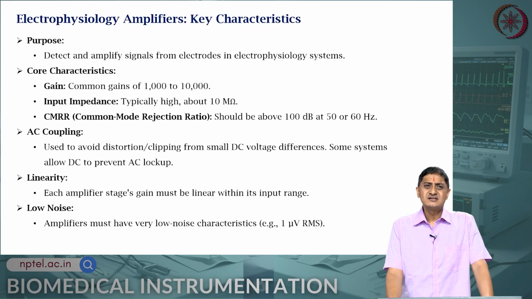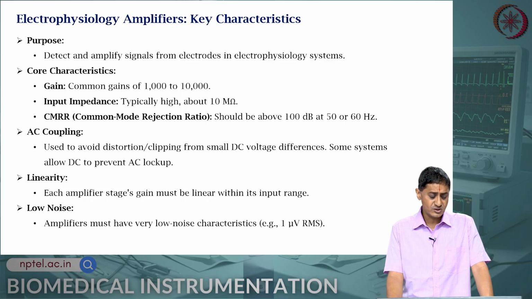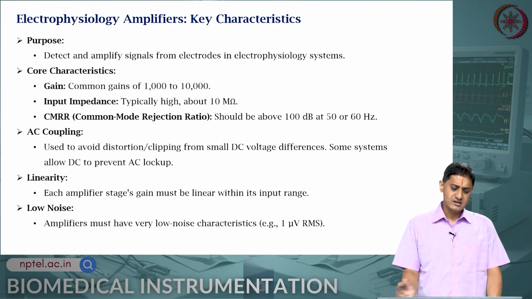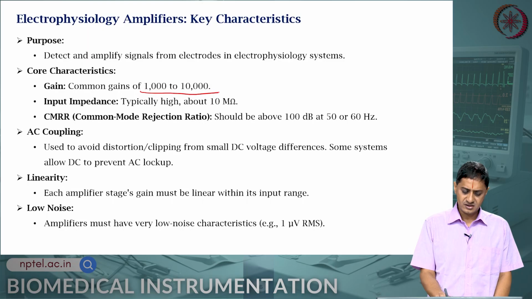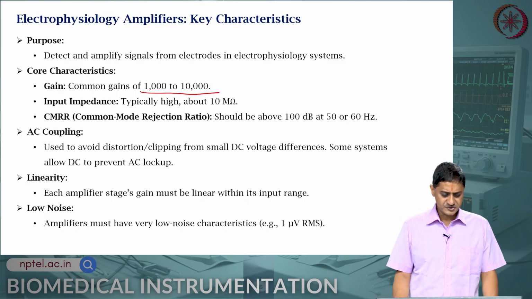The amplifiers, what is the main purpose? Essentially to amplify, to magnify these signals that you get from these electrodes, which are of the order of 1 millivolt or slightly less than 1 millivolt. Gains are from 1000 to 10,000, and input impedance is typically of the order of 10 megaohms.